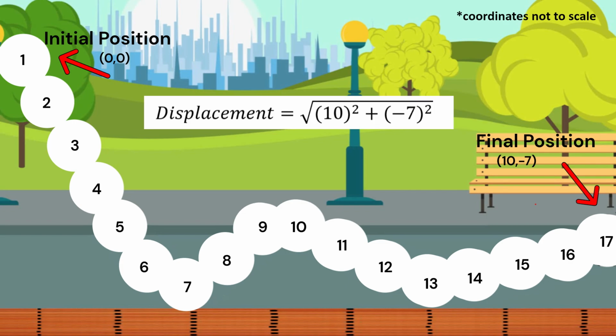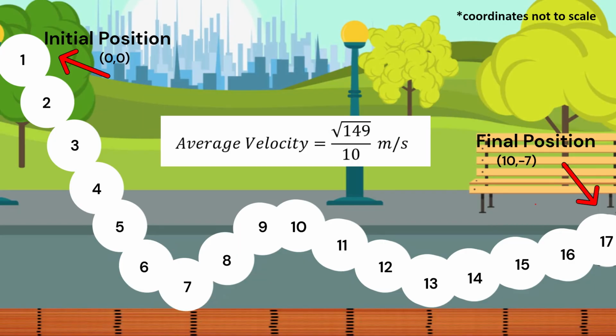The overall displacement is given by the formula that you see on the screen, which is nothing but the square of the distance moved in x direction plus the square of the distance moved in y direction. And the square root of this gives us the overall displacement. If we assume that it takes about 10 seconds for the ball to reach its final position from the initial, then the average velocity is given by the formula that you see on the screen, which equates to about 1.2 meters per second.